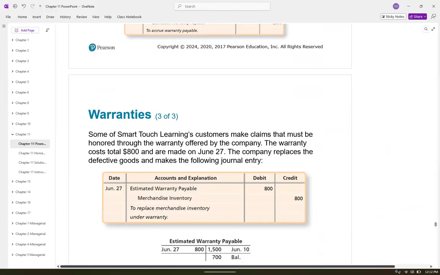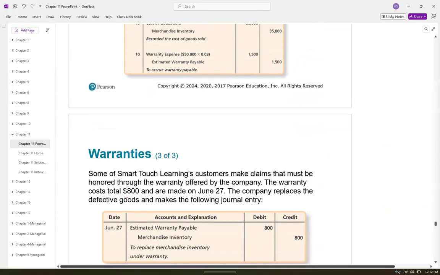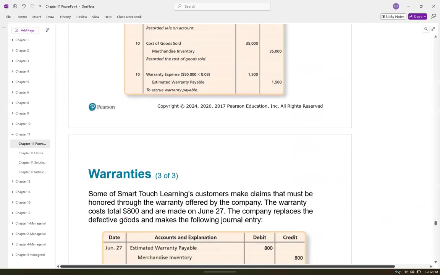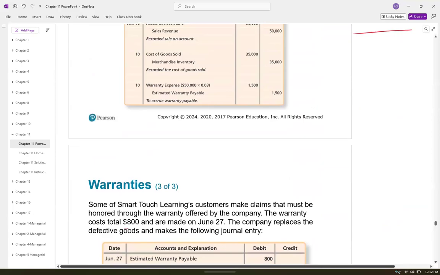They tell us that some of Smart Touch Learning's customers make claims that must be honored through the warranty offered by the company. The warranty cost, whoop, I did not record. I skipped over recording it. Sorry about that.